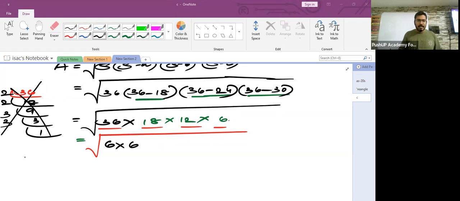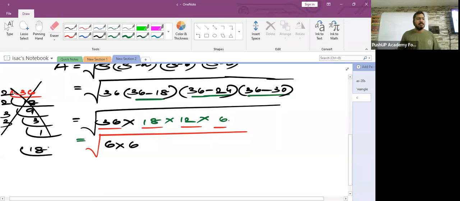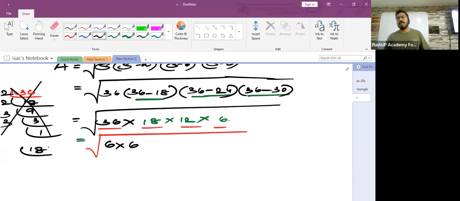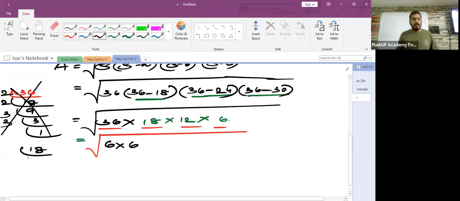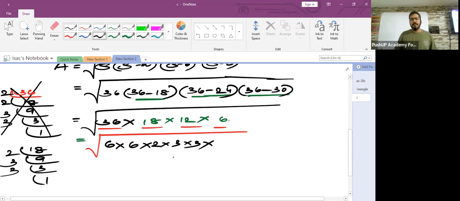Now, what about 18? Children, can I apply the same rule for 18 also? No, I cannot apply the same rule for 18. Why? Because 18 is not a perfect square. So how will you start prime factorizing it? 2 into 9, 3 into 3, and 3 into 1. So let me write this 18 as 2 into 3 into 3. Easy.